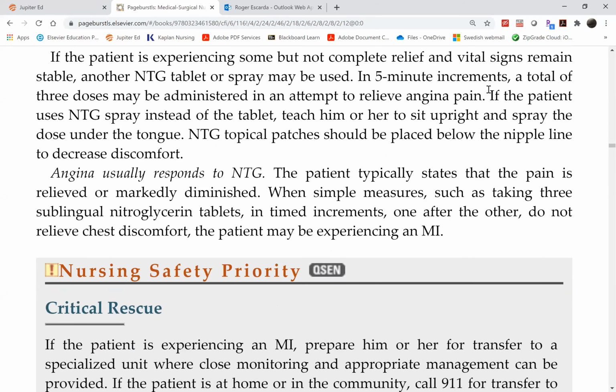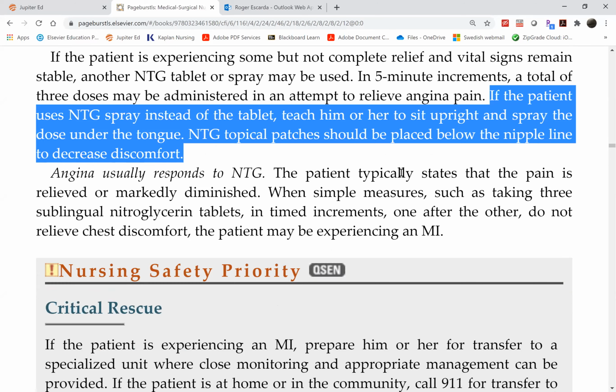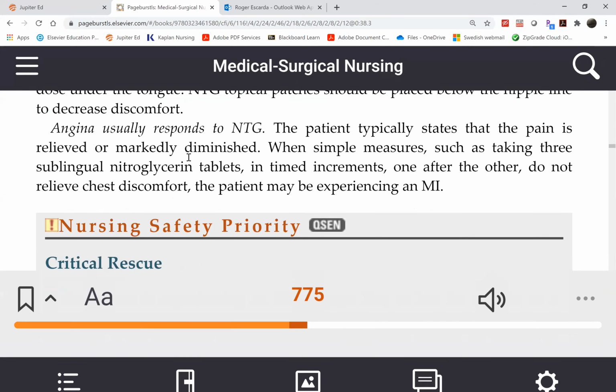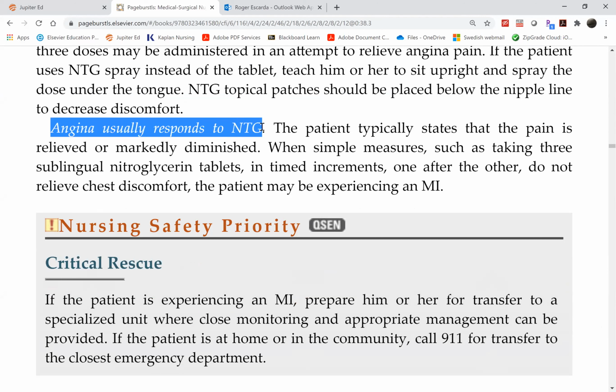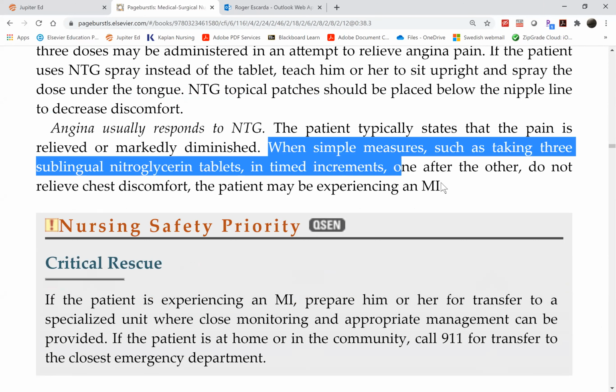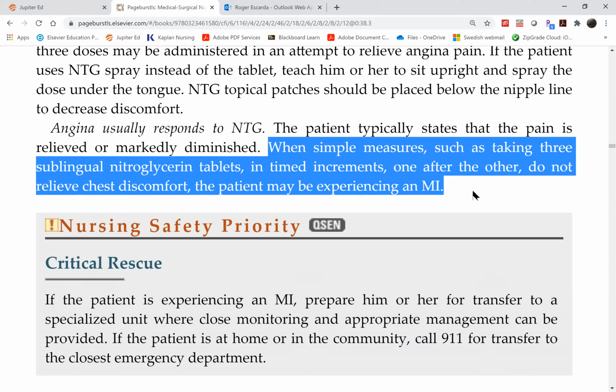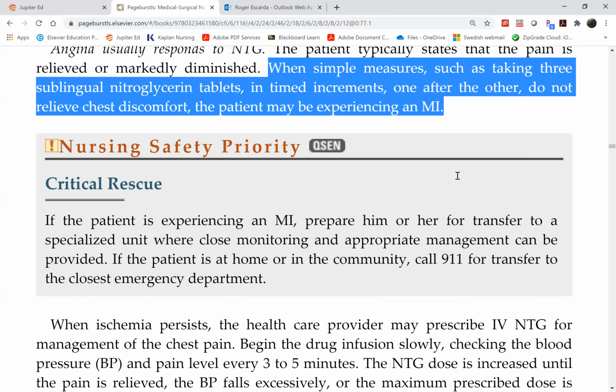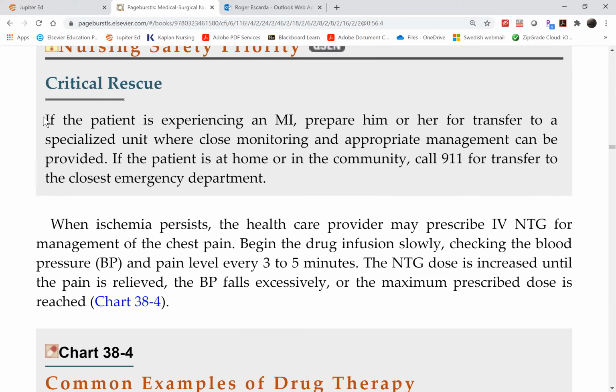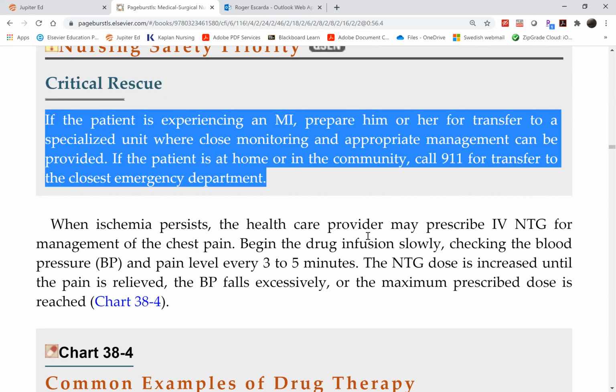These are the positions, so it must be upright, etc. So here, again, a reminder, angina. When we say angina, we're talking about chronic stable angina. It responds to nitro. If after, especially after 3, is it angina? No, it's an MI at that point. Okay, very good. So here's a rescue. A reminder, please read that again.